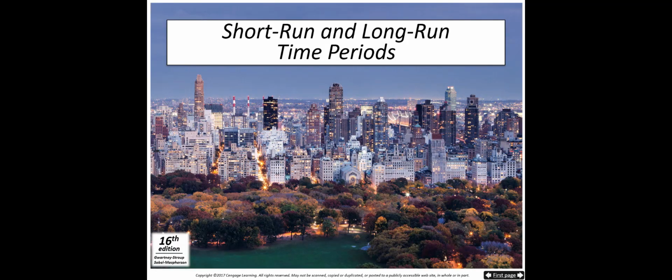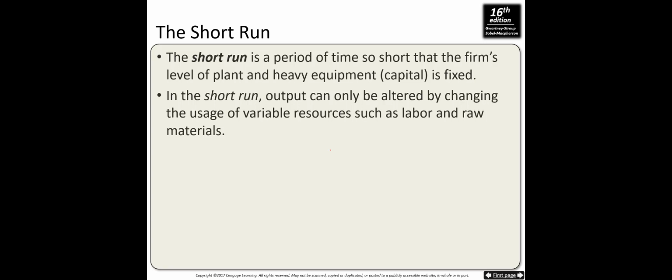And now we move to another topic which is very important. Please understand the difference between short run and long run time periods because the costs and definitions are different in short run and long run. So the short run is a period of time so short that the firm's level of plant and heavy equipment capital is fixed. Okay? In the short run, output can only be altered by changing the usage of variable resources such as labor and raw materials.